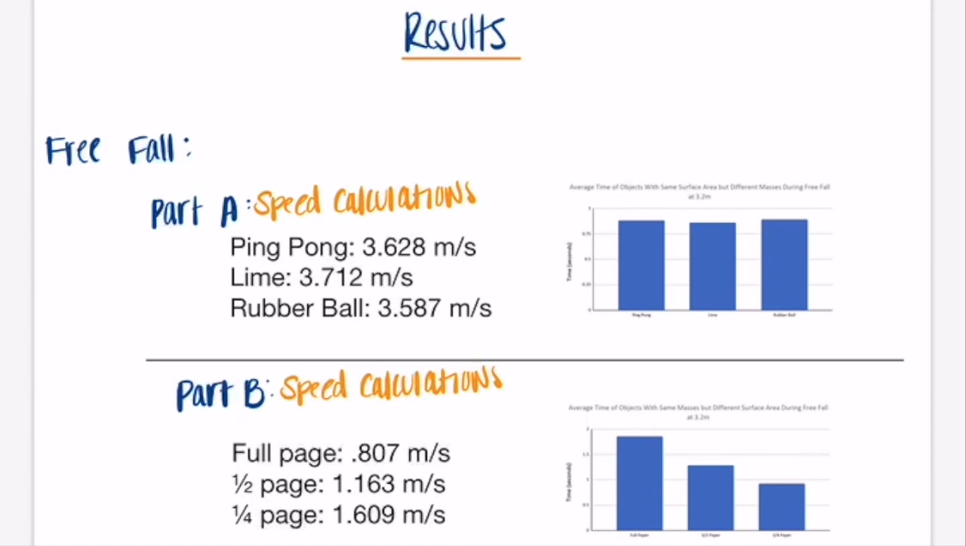Looking at the results for free fall and comparing both experiments, we can see that for part A, the speeds are very similar between all three objects, and for part B, the speed is very different for all three objects. For part A, we used three objects with similar surface area and different masses, and for part B, we used three objects with different surface area and the same mass. We can see that air resistance plays a big part in part B, which is the reason why the full page had the highest time, which means it took the longest to drop to the floor.